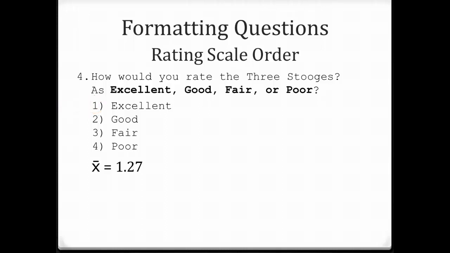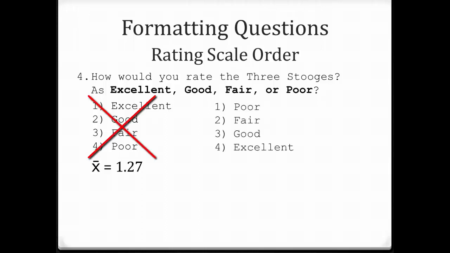A simple way to fix this is to continue asking the question in the same way, but order the responses in reverse order. That way, when you calculate the mean later, you will end up with a mean that looks like the way we tend to think of them. The higher the mean, the more positive the response.